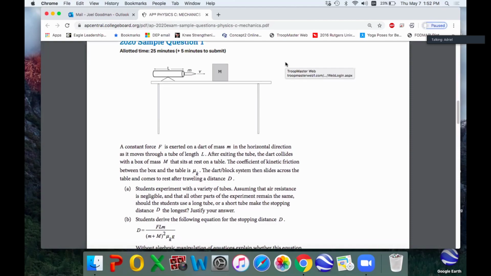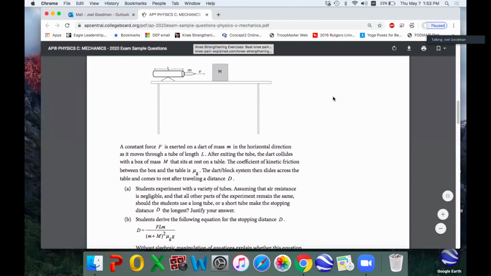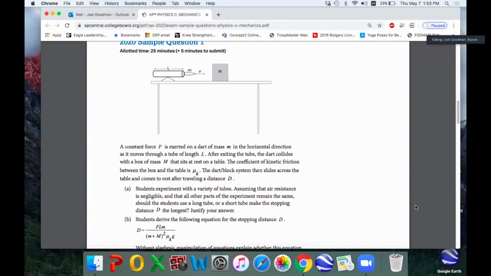It says that the pressure is only happening while it's in the tube, right? Yeah. So then it should be shorter because there's only pressure. No, it should be long tube because it says the constant force F exerted as long as it's trying to make it go the furthest. Okay, yeah, then it's longer tube.